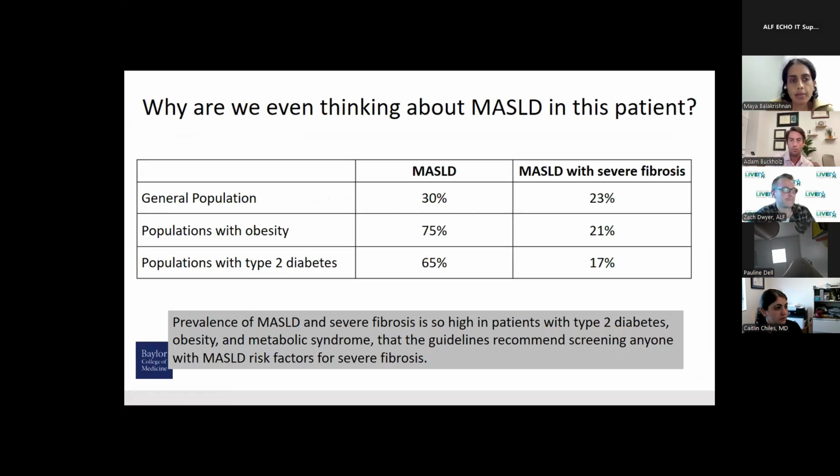But this patient, you might be wondering, why am I even bringing up MASLD? I mean, he's historically had normal liver enzymes. I don't see any ultrasound with steatosis in this patient. Why am I talking about this?